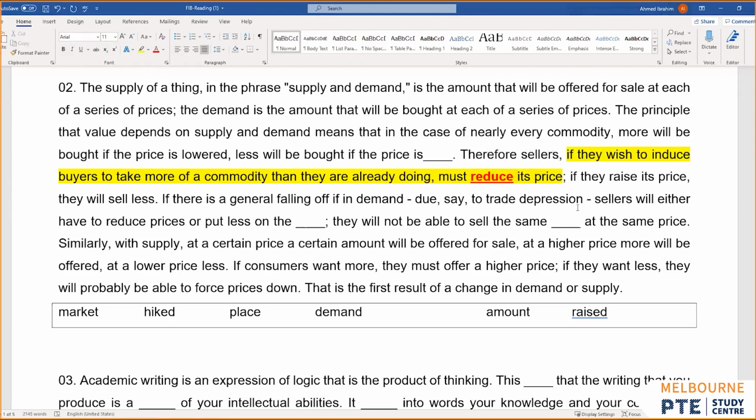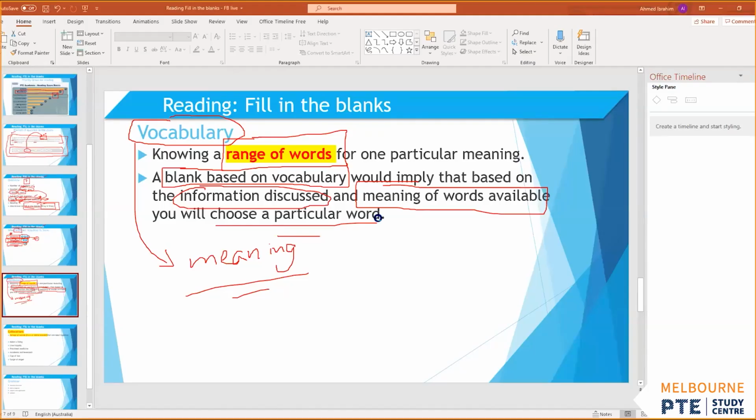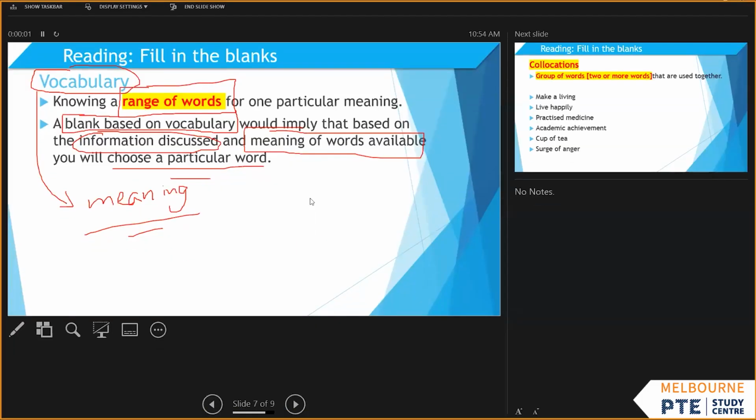Now, there is some grammar in here, but you can say more. It was based on the meaning, of course. That is what you can say a blank based on vocabulary means on a very basic level. Now, let's go back to our previous slide. So, guys, this is what a blank based on vocabulary means for your reading. This is just to give you a basic understanding. Later on, of course, we will do practice questions together, and there we will see more complicated examples of blanks based on vocabulary.